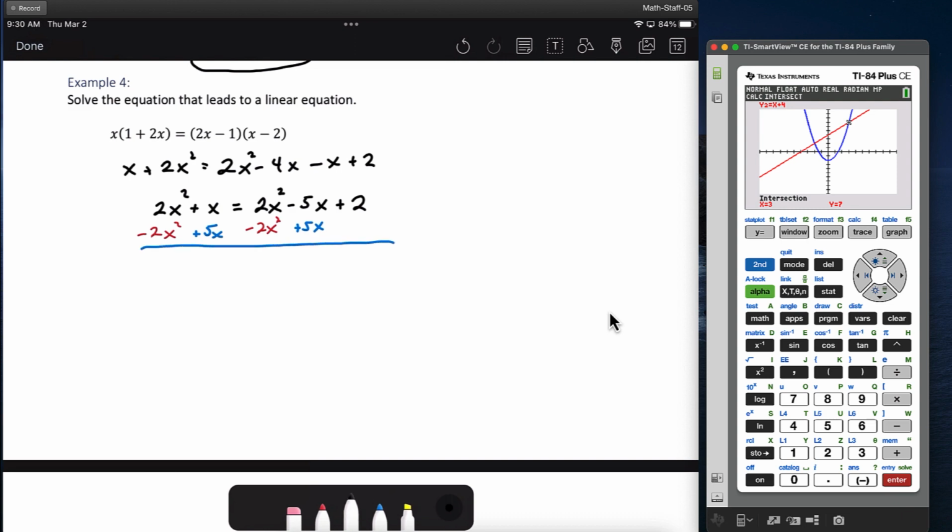And 2x squared minus 2x squared cancels. We're left with 6x equals 2x squared minus 2x squared. Again, goes to 0. That's going to go away. 5x and minus 5x cancel. We're left with 2. And so here we will divide by 6. And we get that x is equal to 2/6, or we'll reduce that to 1/3. Again, you can check this in your calculator.